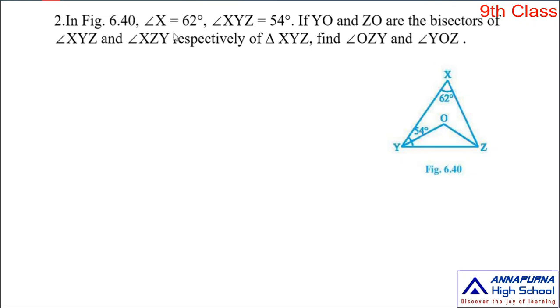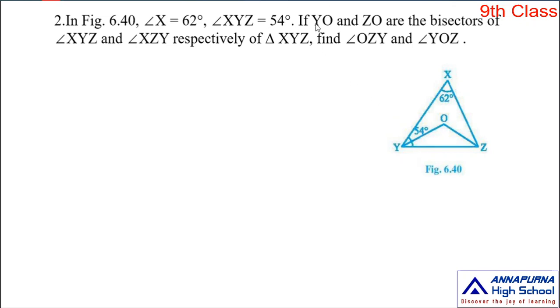See the figure. Angle X is equal to 62 degrees. XYZ is a triangle and angle X is equal to 62 degrees. Angle XYZ is equal to 54 degrees. Complete angle Y is equal to 54 degrees.